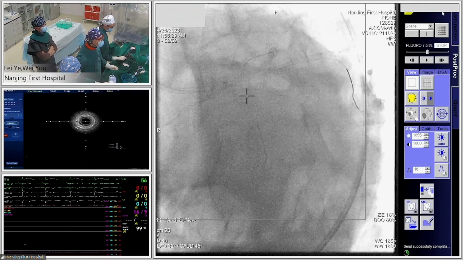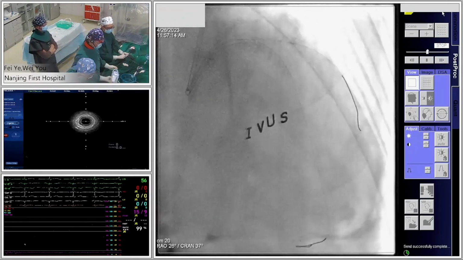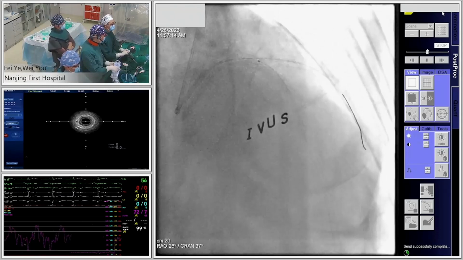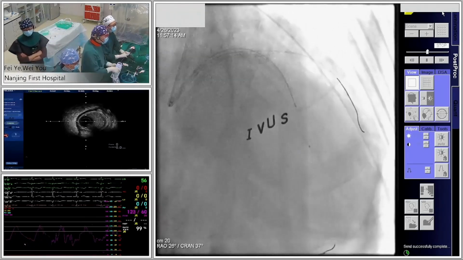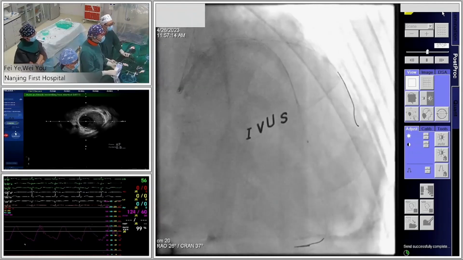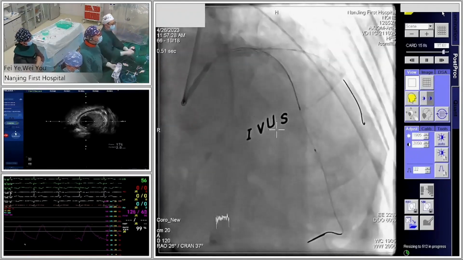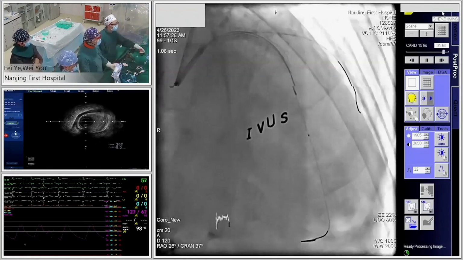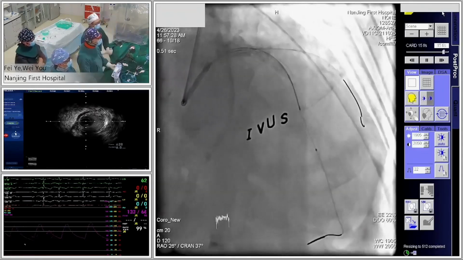Okay, yes, good. Follow me. So this is IVUS, final check IVUS. I will pull back, follow me. This is a distal LED, just here. The IVUS is in the muscle bridge. We will find whether the landing zone is good or not. Good. We cannot find the landing zone of the LED stent. 100 seems good.